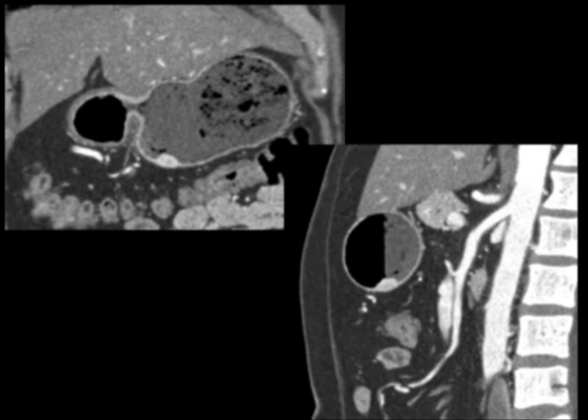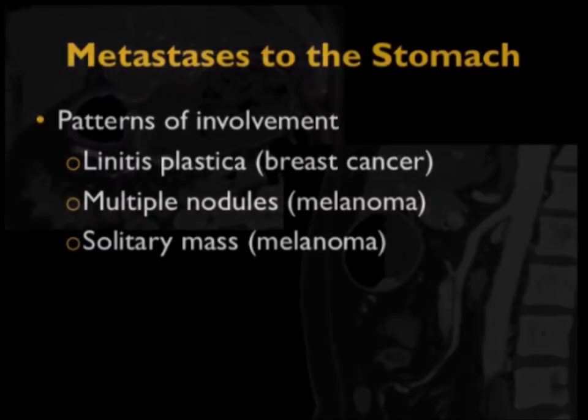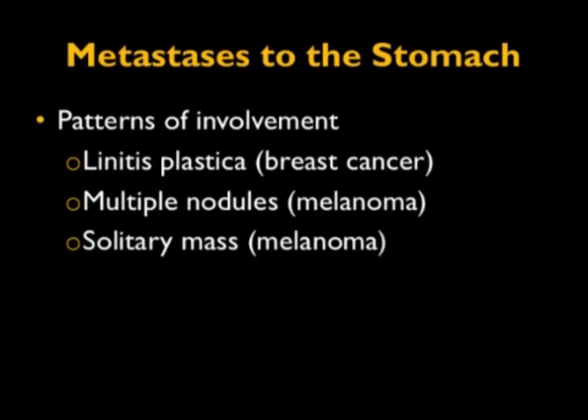And because it's carcinoid, it's enhancing. Enhancement is not perfect. I can see it in glomus tumor. I can see it in metastatic disease, but it's something to think about. Now, let me just mention metastasis to the stomach.